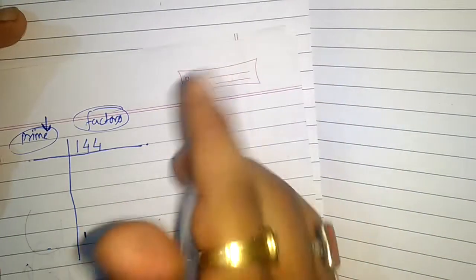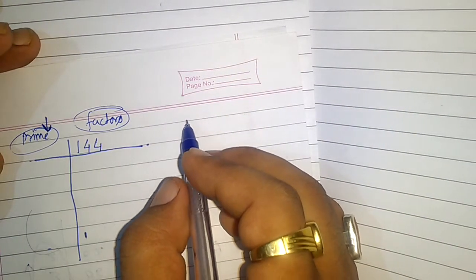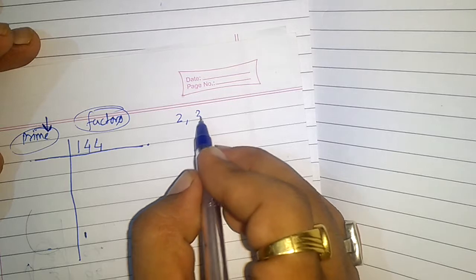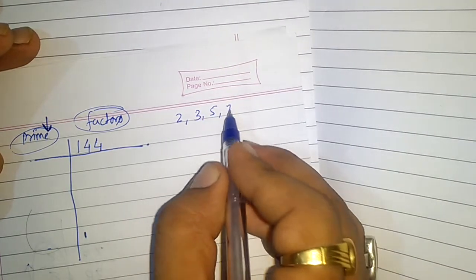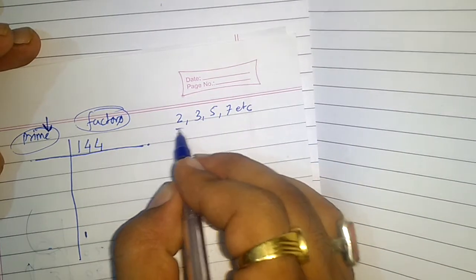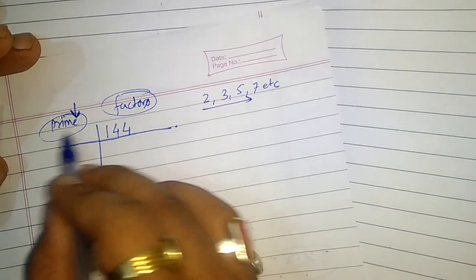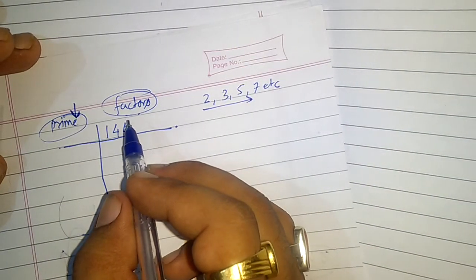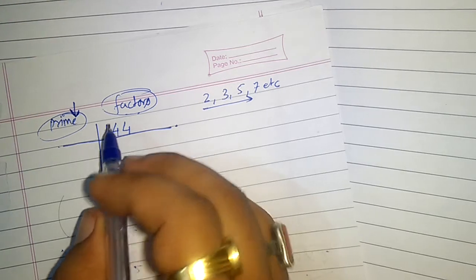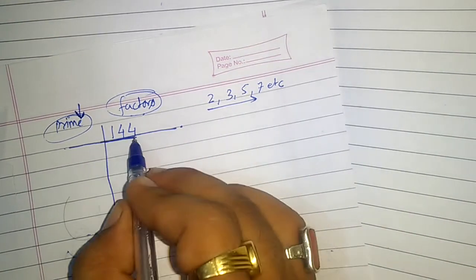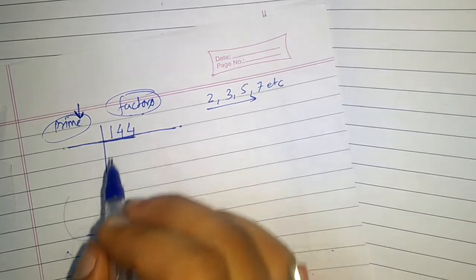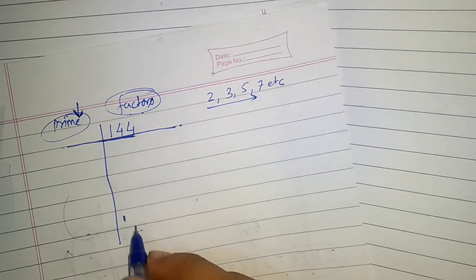Now what are those prime numbers which you have to learn? 2, 3, 5, 7, etc. These must be on your fingertips. That will make the prime factorization method easy for you. We will divide this composite number until the quotient comes out to be 1.